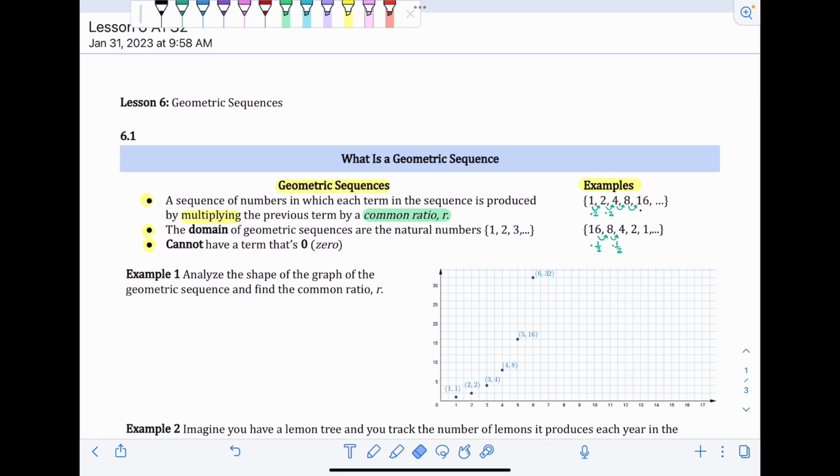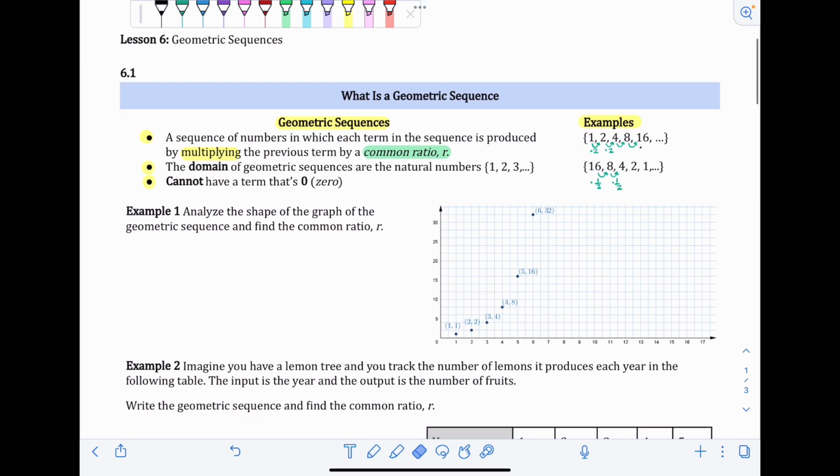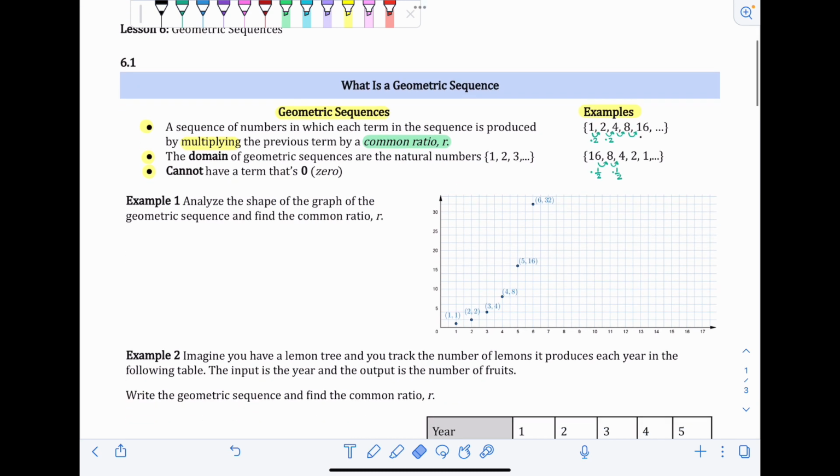Okay, so example 1: analyze the shape of the graph of the geometric sequence and find the common ratio r. When we did an arithmetic sequence, all of our points were kind of in a line. You don't need to draw this, but they would end up being a straight line, and all the points would fall along some sort of straight line. But you can see on this graph, the points are growing and curving.